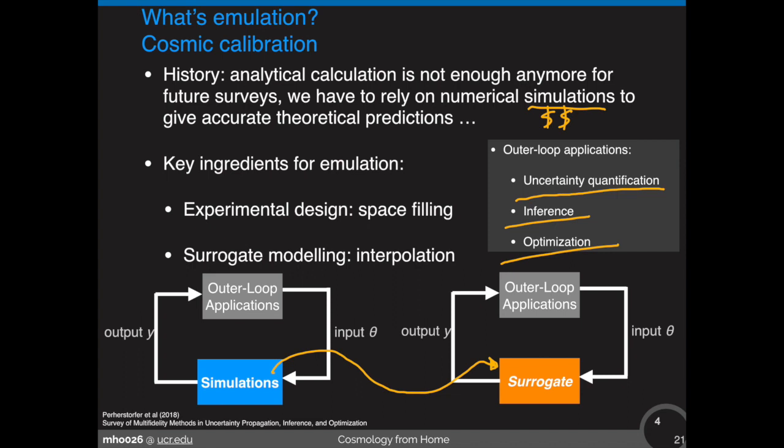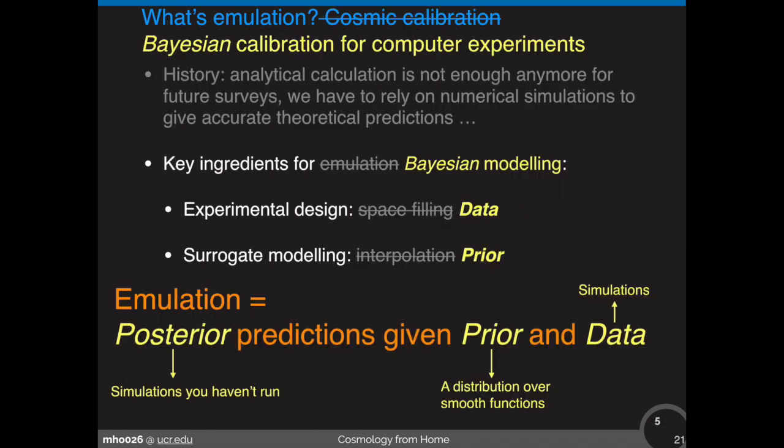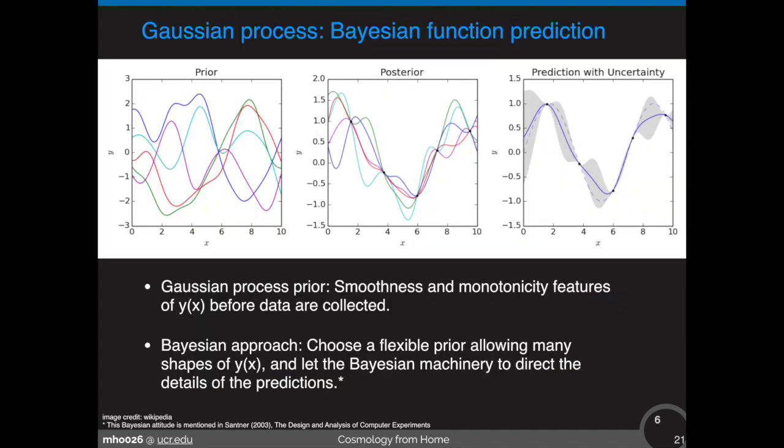And then you can use this surrogate model for whatever downstream applications you want, like uncertainty quantification, inference, and optimization. Another view of emulation is the Bayesian aspect, where you treat the surrogate model as a prior over functions, usually smooth functions, and you treat the experimental design as the data. Bayes' rule tells you that if you have the prior and the data, you will have the posterior, which are the simulations you haven't run. As you may know, the natural choice of a prior over smooth functions is a Gaussian process.